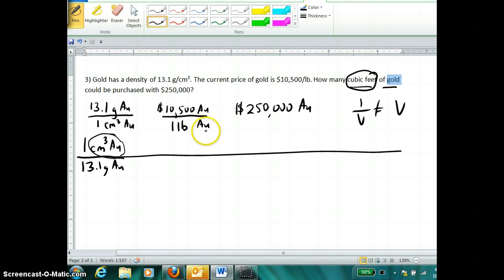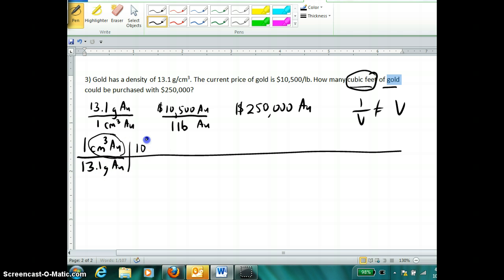But this is a mass of gold, and by inverting this, turning this upside down, I could get the mass of gold to cancel the mass of gold if the units were the same. But these mass units, grams, are not the same as those mass units, pounds. So the first thing I have to do to these units is convert them to pounds of gold.